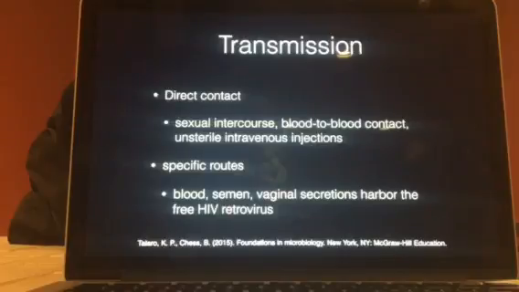HIV is transmitted through direct contact. This can be through sexual intercourse, blood-to-blood contact with an open wound, or the use of unsterile intravenous needles or injections. These routes of transmission are very specific. Blood, semen, and vaginal secretions harbor high amounts of free HIV retrovirus, which is why you can contract HIV through sexual intercourse and blood-to-blood contact.